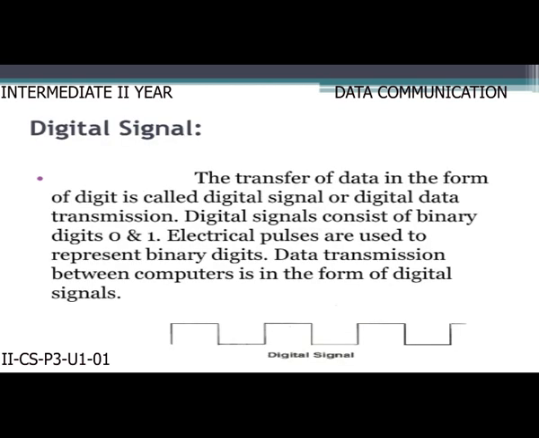The second type of signal is digital signal. The transfer of data in the form of digits is called digital signal or digital data transmission. Digital signals consist of binary digits 0 and 1. Electrical pulses are used to represent binary digits. Data transmission between computers is in the form of digital signals.